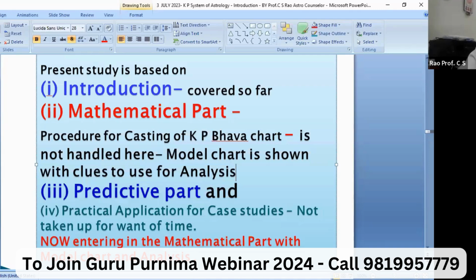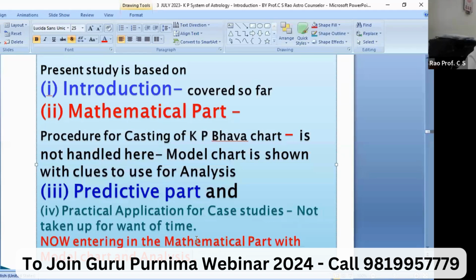So that is the mathematical part. We are not doing the predictive part here, though I have given a model chart in the book. The predictive part and practical application for case studies are not taken up for want of time. In practical application, each bhava is a different thing we have to see. Now entering the mathematical part with model chart analysis. Next slide, model chart will come into that.